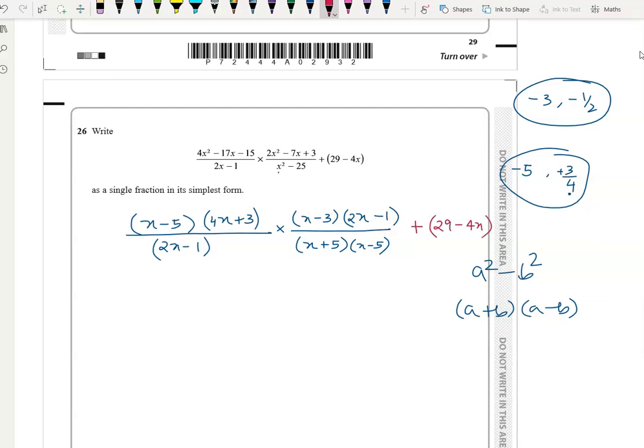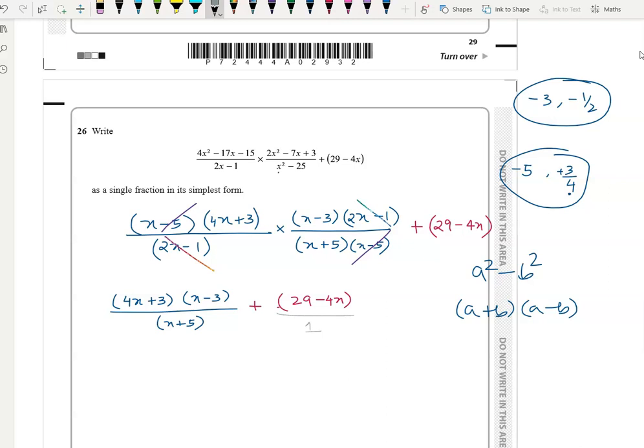Now on the left hand side, these two, the blue terms, make only one term, so we can cancel out. Let's see what gets cancelled. You have x minus 5 in the numerator and x minus 5 in the denominator, it cancels. And you have 2x minus 1 here and 2x minus 1 in the denominator, it cancels. What are we left with? We are left with 4x plus 3 times x minus 3, denominator x plus 5, and your second term you have only 29 minus 4x. Now it has no denominator, so I can write the denominator as 1.